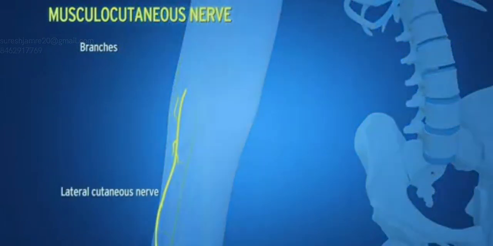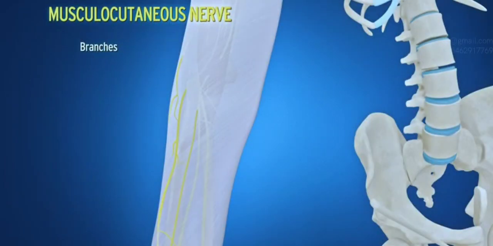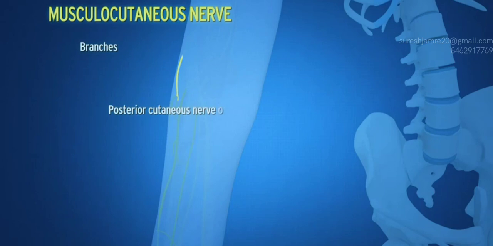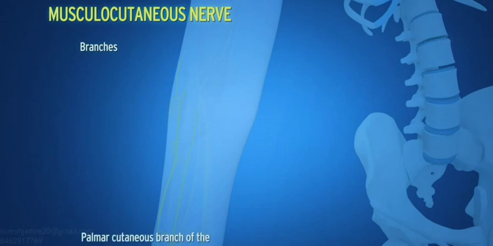Lateral cutaneous nerve communicates with the superficial branch of the radial nerve, posterior cutaneous nerve of forearm, and palmar cutaneous branch of the median nerve.